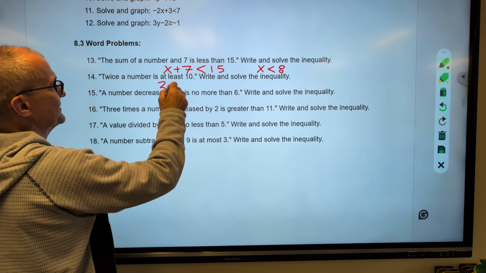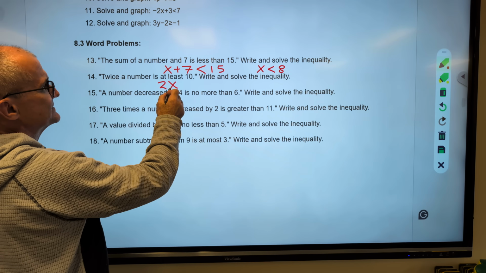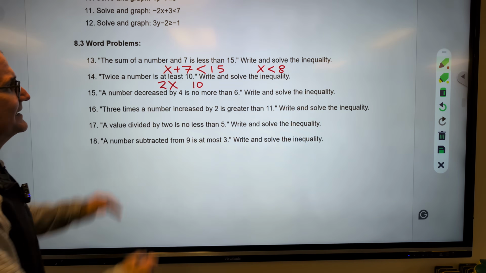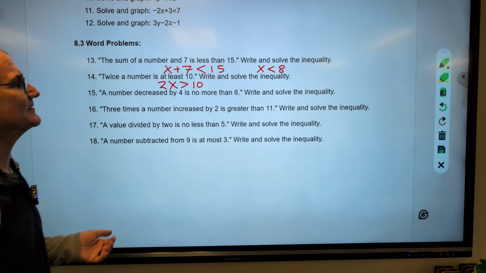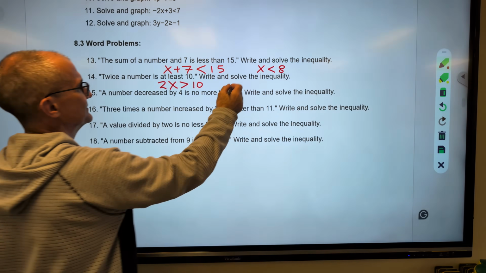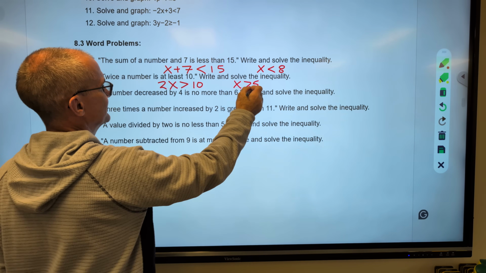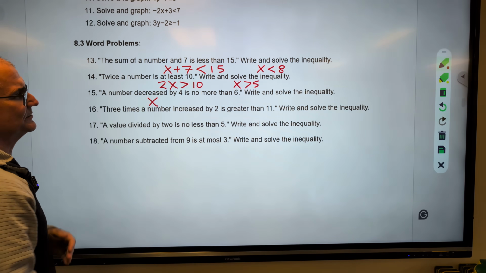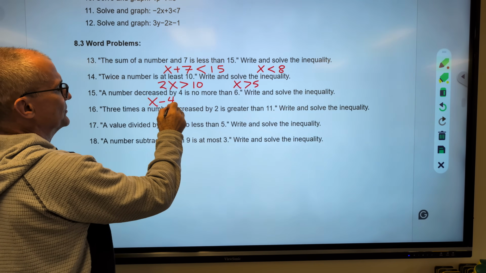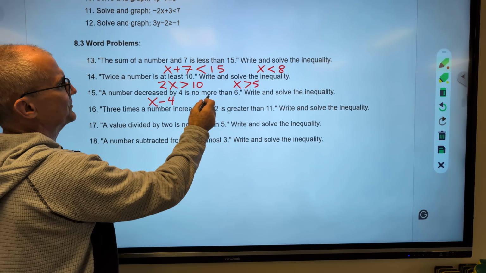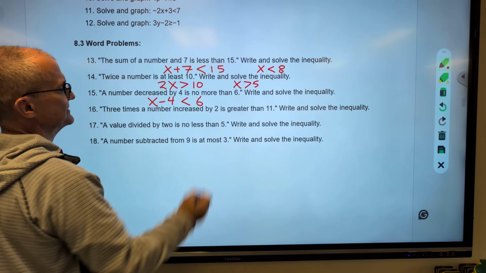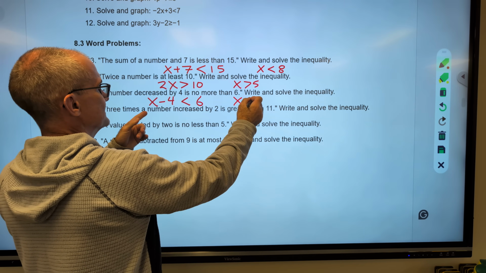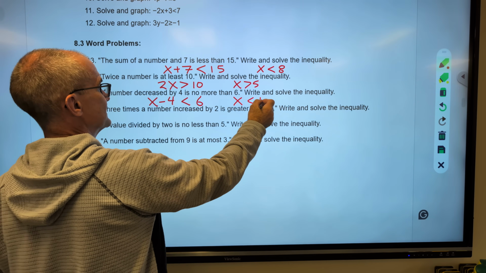Twice a number is at least 10. I always got to leave it blank. Is at least 10. So twice a number has to be greater than 10. Divide both sides by 2, and x is greater than 5. A number, I don't know what it is, so I call it my variable x, decreased by 4 is no more, which is less than 6. We solve that, add 4 to both sides. X is less than, adding 4 to both sides, 10.